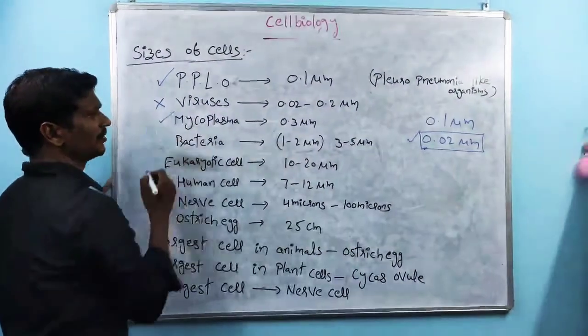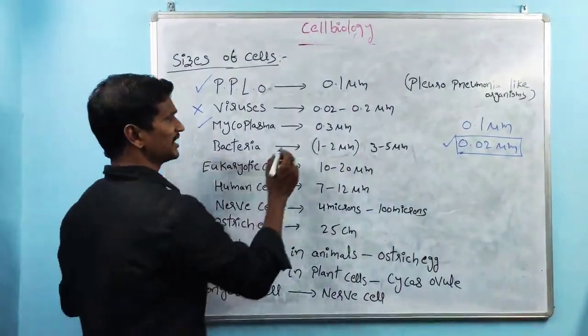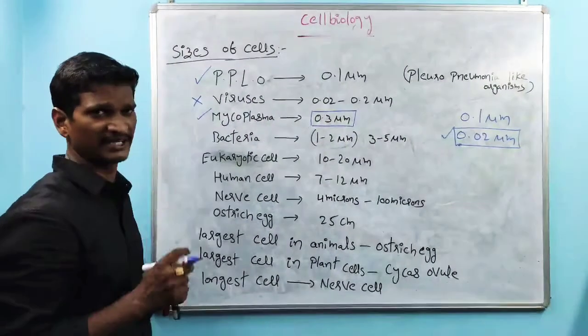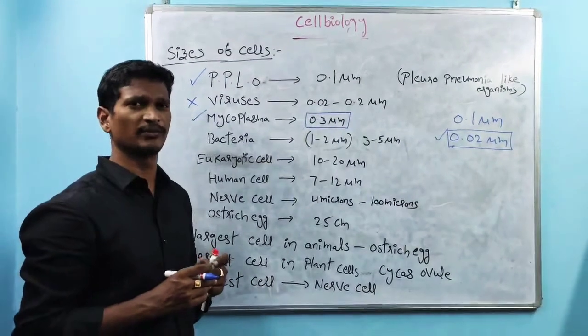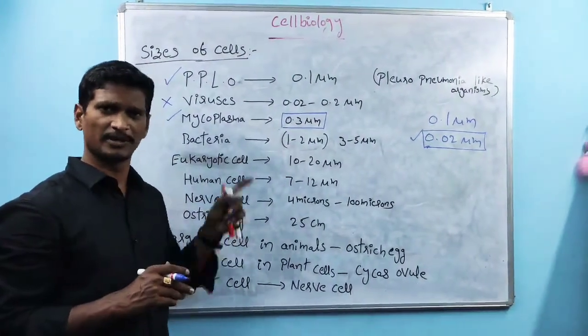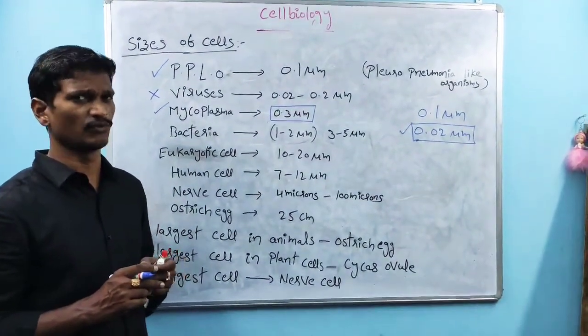And coming to the next one, mycoplasma. Mycoplasma is also one type of bacteria. The size is 0.3 micrometers. This is a very different bacteria. All bacteria have a cell wall, but mycoplasma does not have a cell wall. Right?